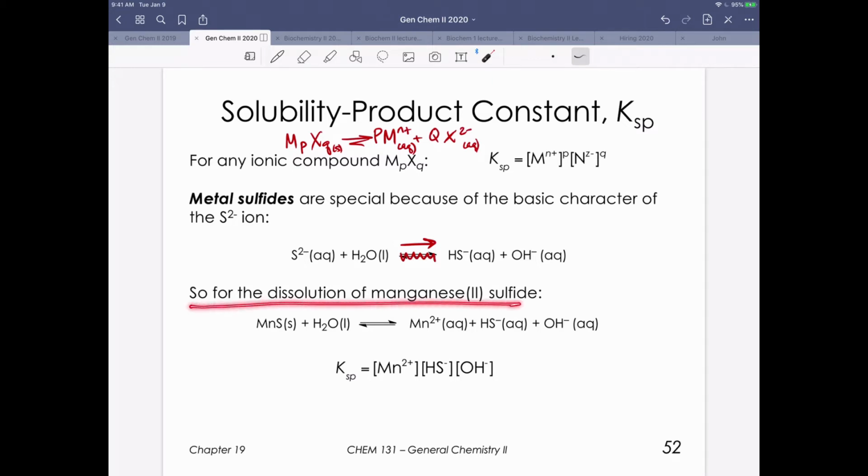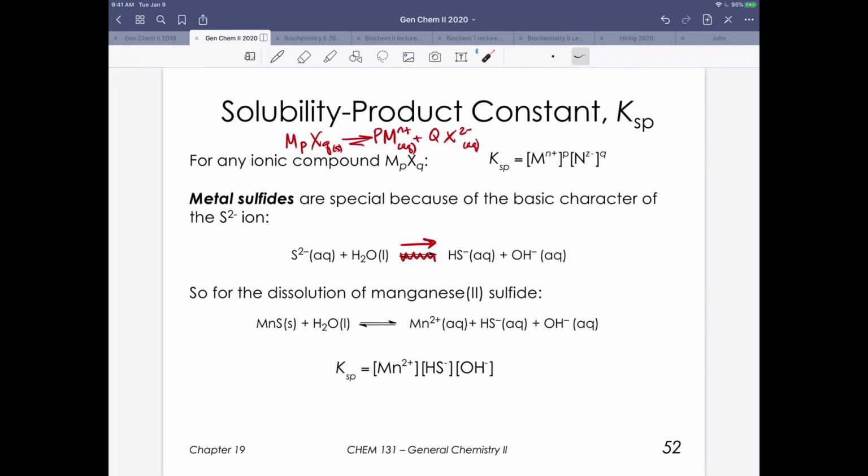So for any metal sulfide, and looking here at the example of manganese sulfide, if we take that metal sulfide and we dissolve it in water, the equilibrium really is going to look like this. We generate the metal cation, and then we don't generate S2-, we actually have HS- and OH-. S2- is such a strong base that we really don't have any of it live in that form. It really lives in these forms, which is why those are what appear in our equilibrium expression there. So those are the species that are represented here.